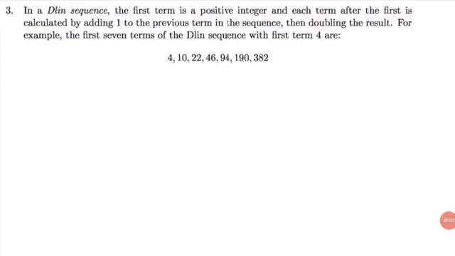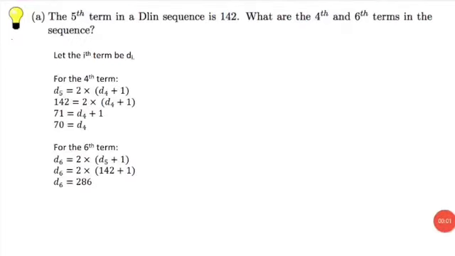The 2020 Fryer contest. Question 3 reads, in a d-lin sequence, the first term is a positive integer, and each term after the first is calculated by adding 1 to the previous term in the sequence, then doubling the result. For example, the first 7 terms of the d-lin sequence with first term 4 are 4, 10, 22, 46, 94, 190, and 382. Part A reads, the fifth term in a d-lin sequence is 142. What are the fourth and sixth terms in the sequence?